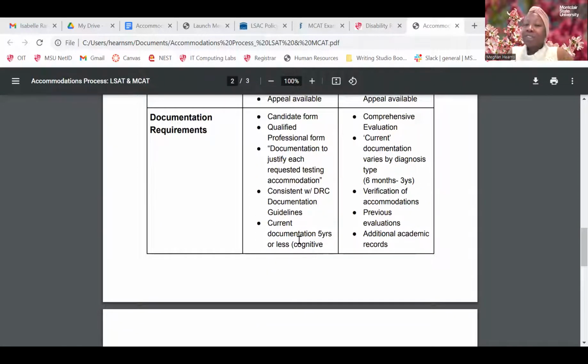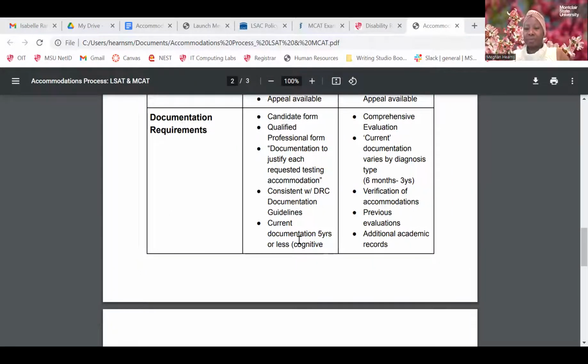I want to talk briefly about documentation requirements. Again, it's going to vary. With the MCAT, the most important thing is going to be their definition of current documentation. It will vary by the diagnosis type, whether it's medical, mental health, sensory, or learning. As I said, for medical and mental health, typically 6 months is considered current documentation. For cognitive, learning, and sensory, 3 years, or showing a consistency of accommodations throughout undergrad can also be possible.